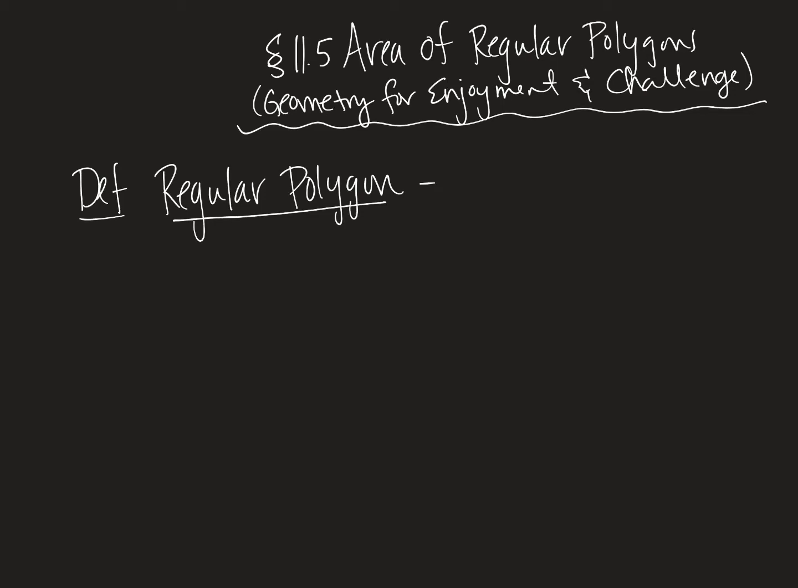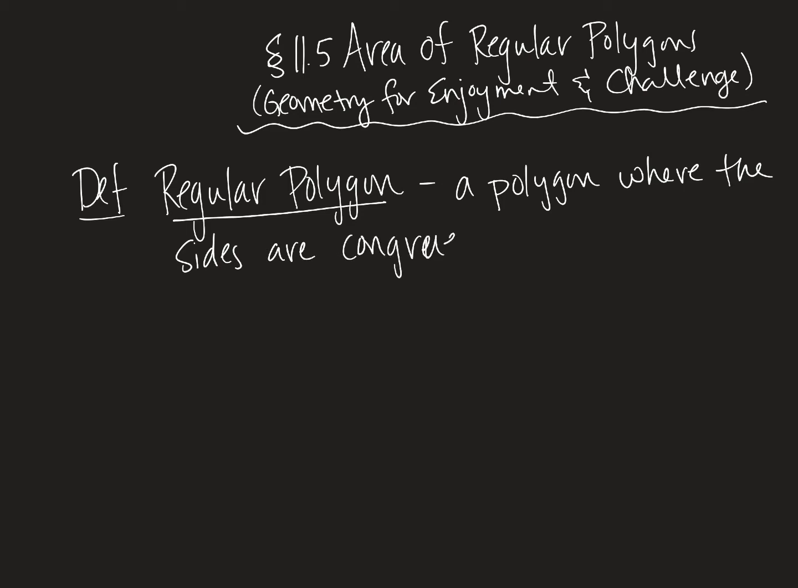So you have to remember that a regular polygon is really a polygon where the sides are congruent and the angles are congruent. So a regular polygon that's a quadrilateral would be a square. All the sides are the same and all of the angles are the same. They're all 90. A regular triangle would be an equilateral triangle. All the sides are congruent and all of the angles are 60 degrees.